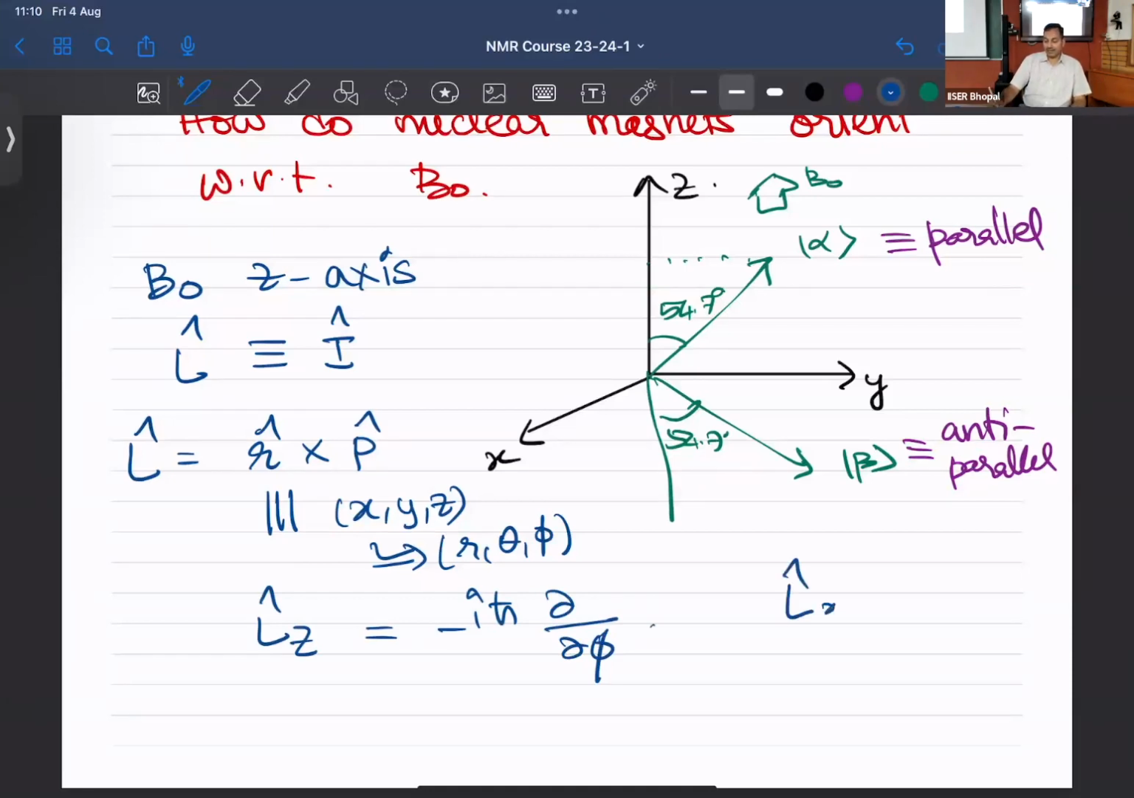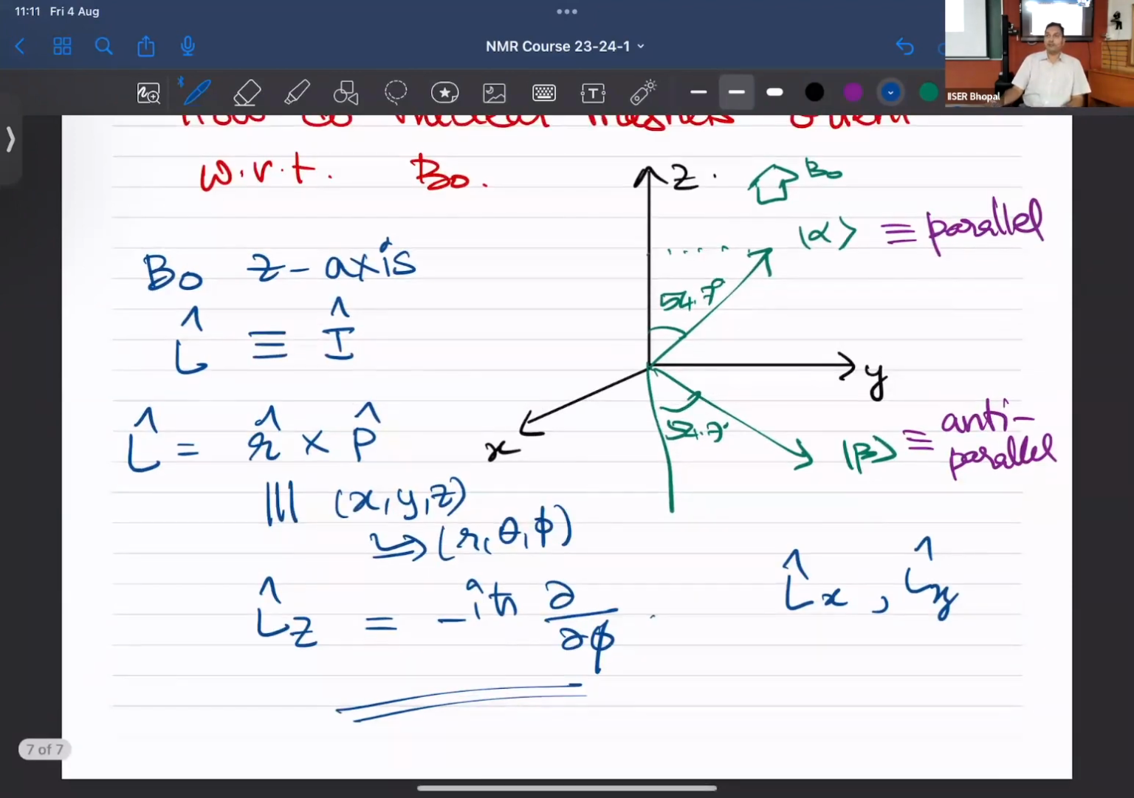If you take a look at the LX and LY operators, they're going to be far more complicated. So given that you have a very simple representation to look at, we'd rather take whichever direction we apply the magnetic field to be along Z, so that our math becomes easy.